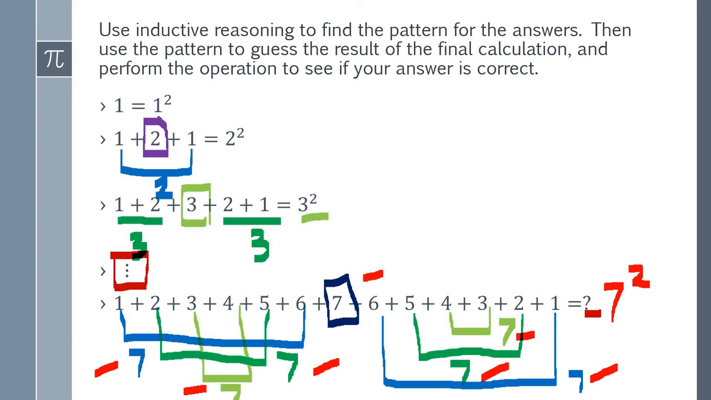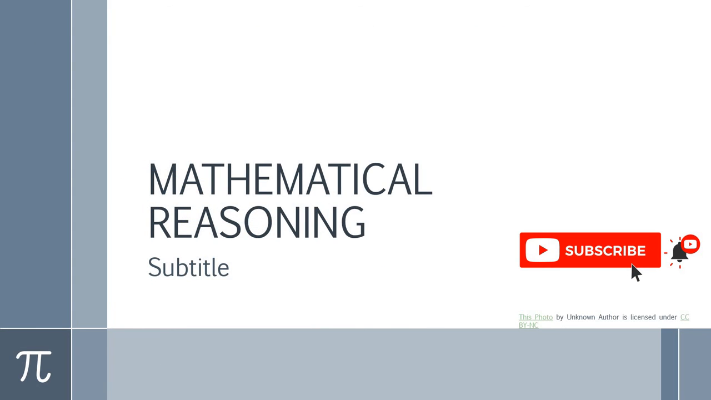So to check if your answer is correct, you just use your calculator to check that 1 plus 2 plus 3 plus 4 plus 5 plus 6 plus 7 plus 6 plus 5 plus 4 plus 3 plus 2 plus 1 is equal to 41, and 7 squared is equal to 41. So, with the examples that we have discussed, do you think mathematical reasoning would be very helpful to you as you make decisions in your daily life? That is something that you need to ponder on.